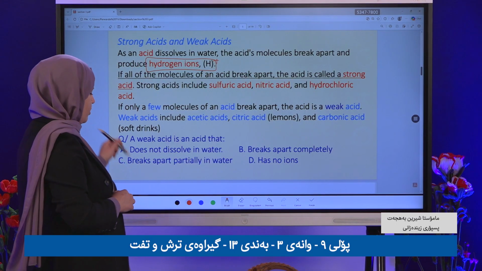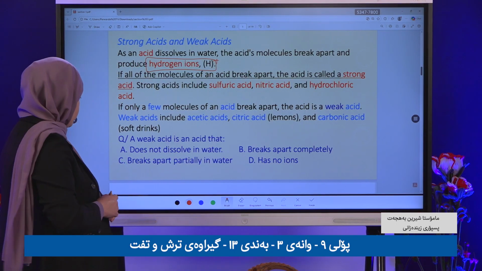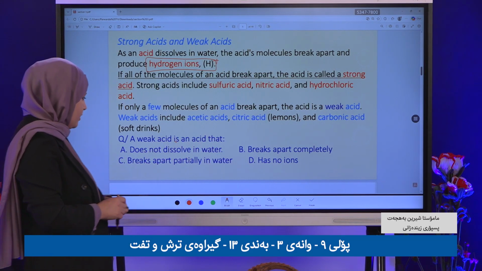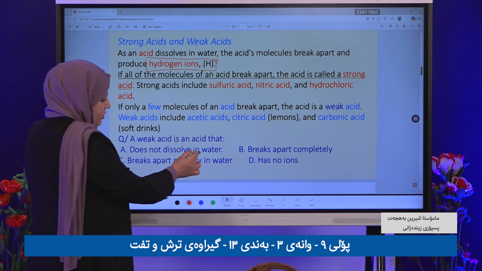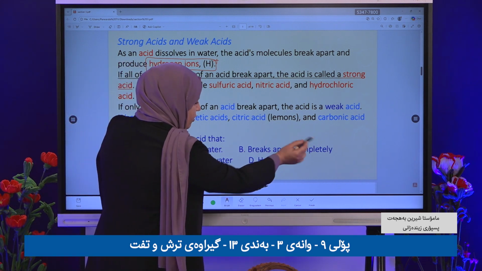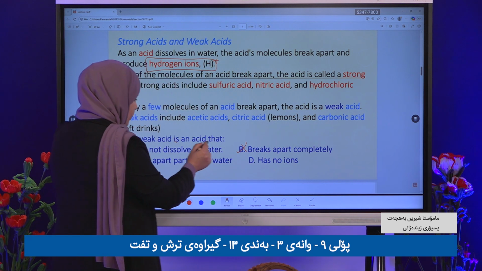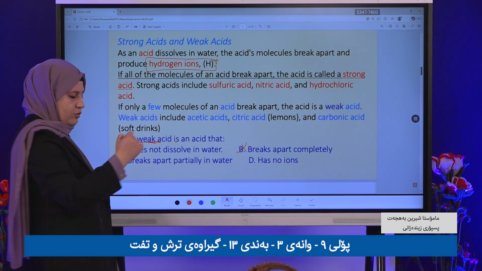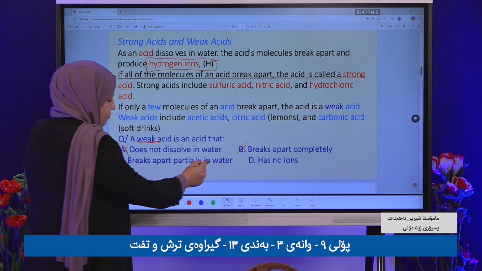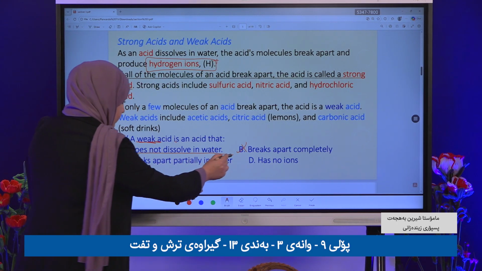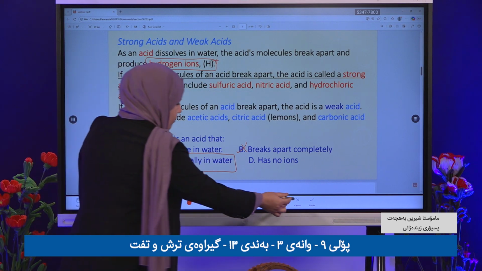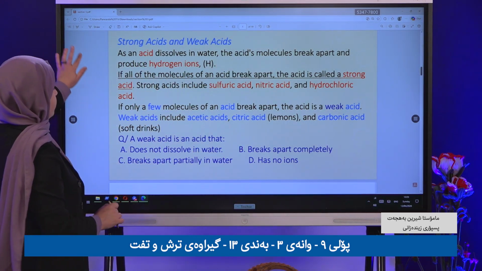We have a common question in the national exam too. A weak acid is an acid that does not dissolve in water? Of course not. Breaks apart completely? Of course not, only a strong acid completely breaks apart. A weak acid breaks apart partly in water. So the answer is C, which is that it partly breaks apart in water.